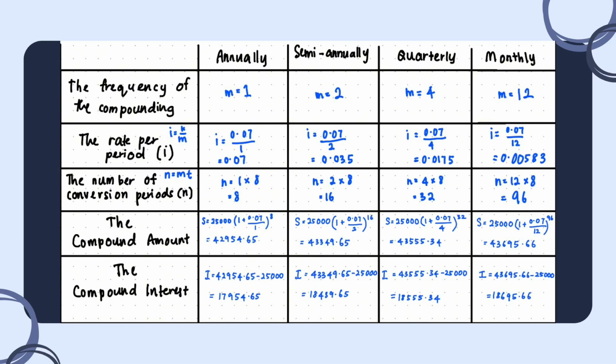Next, the rate per period, which is I. The formula is I equal to K divided by M. For annually, I equals 0.07 divided by 1, which is 0.07. For semi-annually, I equals 0.07 divided by 2 equals 0.035. For quarterly, I equals 0.07 divided by 4 equals 0.0175. For monthly, I equals 0.07 divided by 12 equals 0.00583.